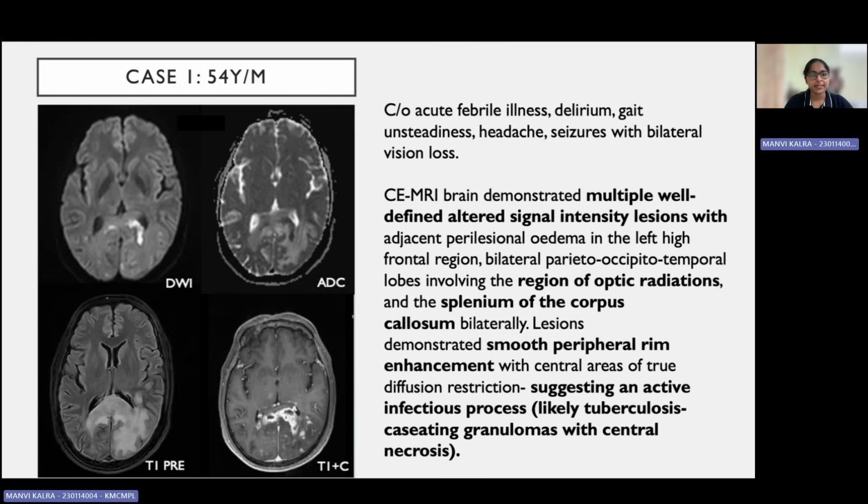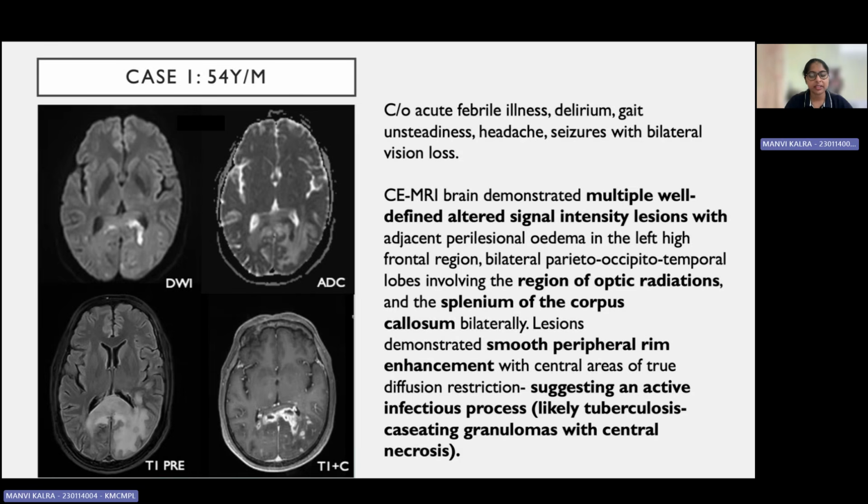Starting with my first case, a 54-year-old male who came with complaints of acute febrile illness, delirium, gait unsteadiness, headache, seizures, and bilateral vision loss. A contrast-enhanced MRI was performed, which demonstrated multiple well-defined altered signal intensity lesions with adjacent perilesional edema seen involving the left high frontal region, bilateral parieto-occipital temporal lobes, involving the region of optic radiations, and extending to involve the splenium of corpus callosum bilaterally.